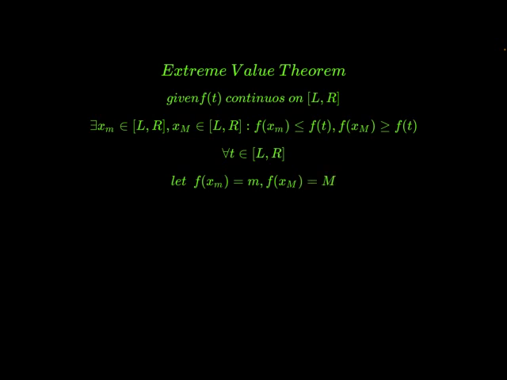We'll call f of x of little m, little m, and f of x of big M, big M, and then we can restate this theorem briefly as f of t is greater than or equal to little m and less than or equal to big M everywhere on the interval. And in fact, the function takes on the value little m and big M on the interval.